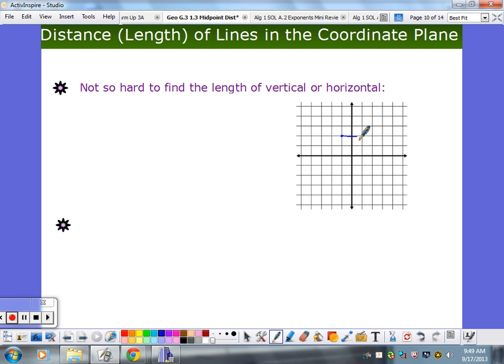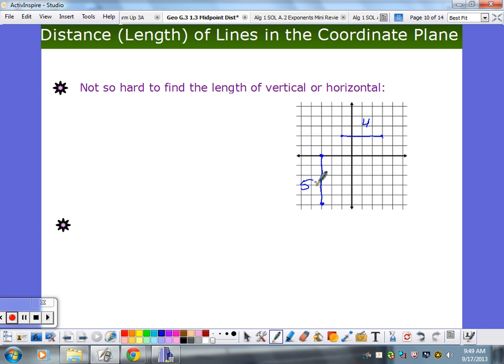So if I've got a horizontal line right here and here, what's the length? I'm just counting boxes here. Right, that length is 4. What if I have this as a possible line segment? 1, 2, 3, 4, 5. This length is 5. Not so bad.